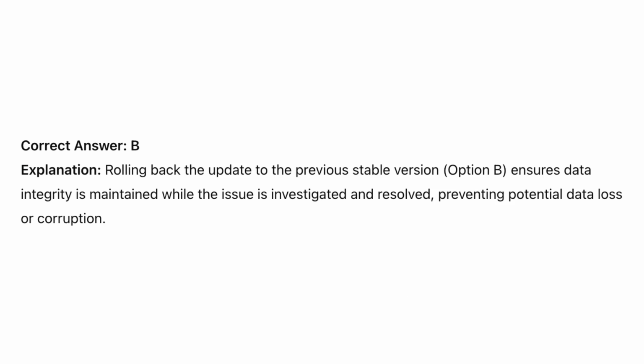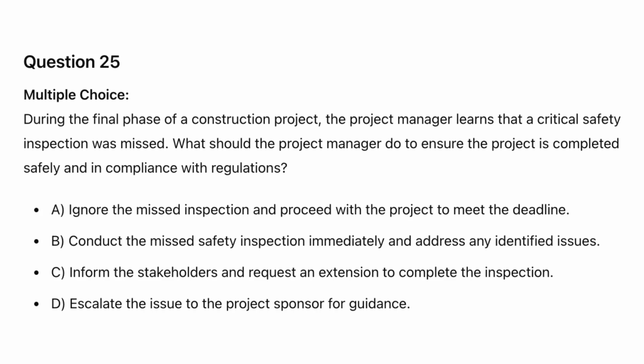Correct answer B. Explanation. Rolling back the update to the previous stable version, option B, ensures data integrity is maintained while the issue is investigated and resolved, preventing potential data loss or corruption. Question 25. During the final phase of a construction project, the project manager learns that a critical safety inspection was missed. What should the project manager do to ensure the project is completed safely and in compliance with regulations?